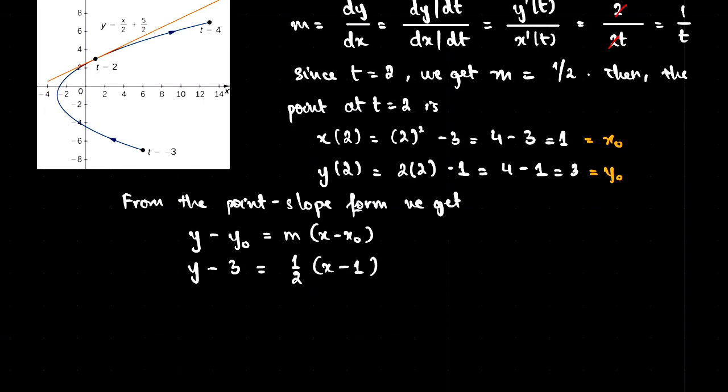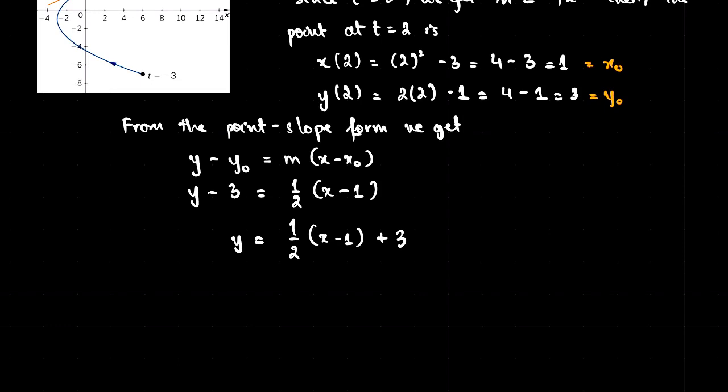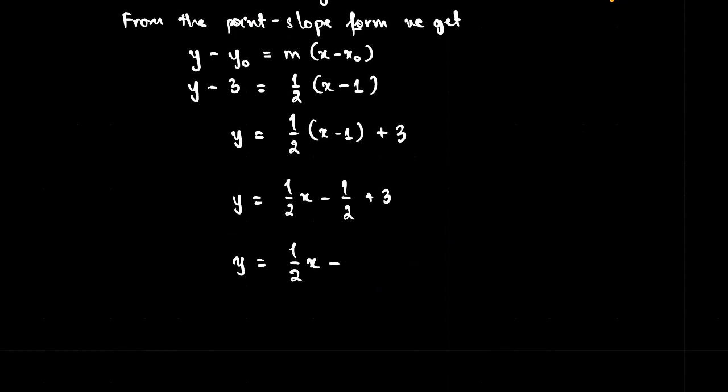And you move negative 3 to the right-hand side, and you get y equal to 1/2 times x minus 1 plus 3. So this is the equation of the tangent line to the parametric curve at t equal to 2. You can actually go a little bit further to simplify the equation. To do that, you distribute 1/2 into the parentheses. So you get y equal to 1/2 x minus 1/2 plus 3, and this gives you 1/2 x plus 5/2.